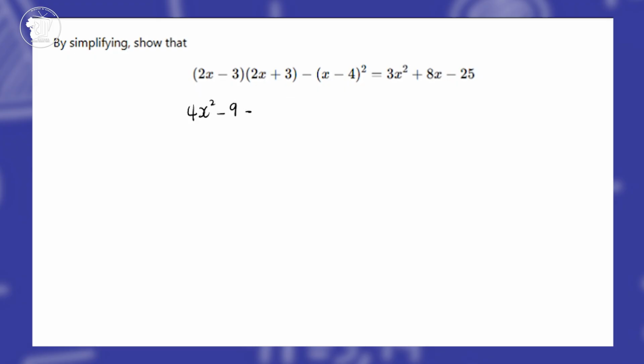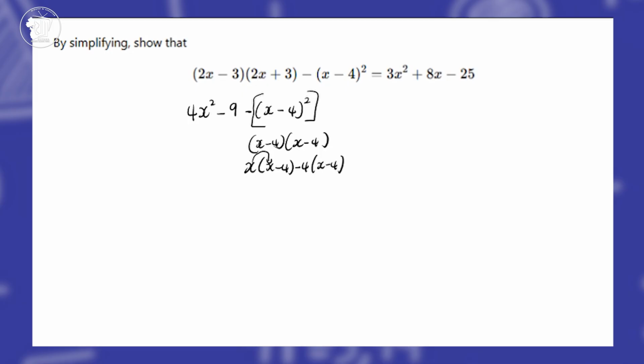So this will now subtract (x - 4)². We need to be careful with this part. So what we'll do is isolate this and square this bracket for now. So this will be (x - 4) multiplied by (x - 4). So we'll work this out. We'll have x multiplied by (x - 4), and we have -4 multiplied by (x - 4).